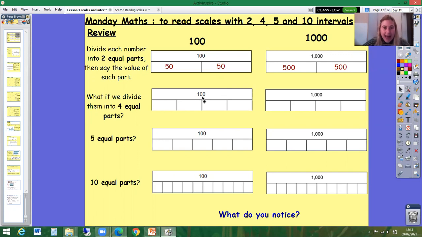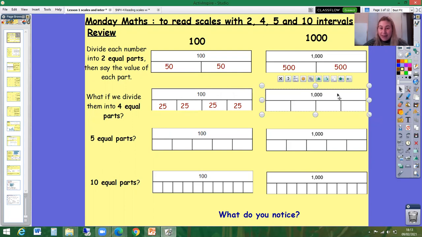Okay, let's look at 100 divided into 4 equal parts. So what would I need 4 of? I would need 4 25s, and I could count in 25s to check. So 25 would take me up to here. If I added another 25, that would take me up to here. So that would be halfway, that would be 50. If I added another 25, that would be 75, and then a final 25 would take me to the end of my bar, 100.